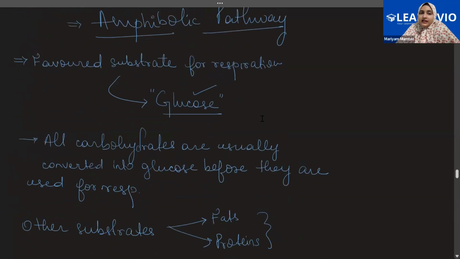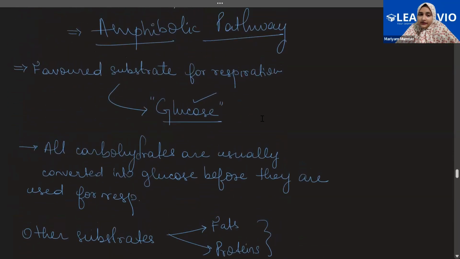Now, after that comes the amphibolic pathway. Now, see, we know amphibolic. You people know what catabolism and anabolism is? Do you know, students? Catabolic, anabolic.